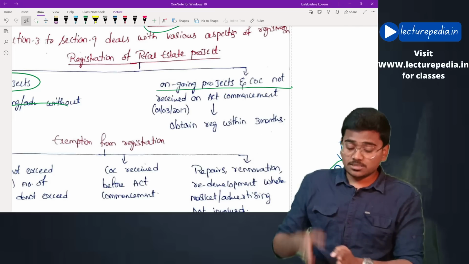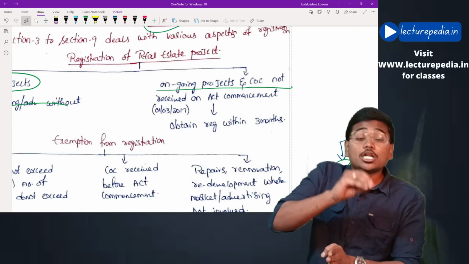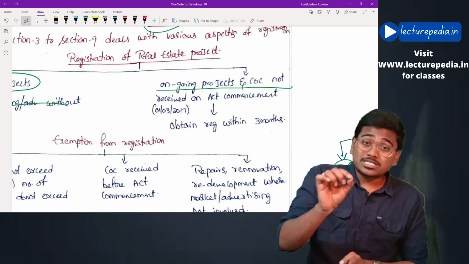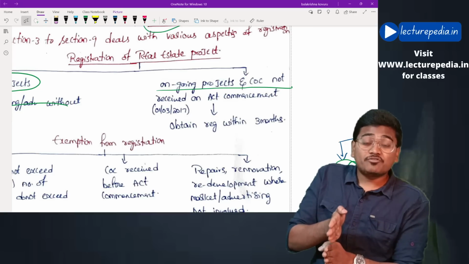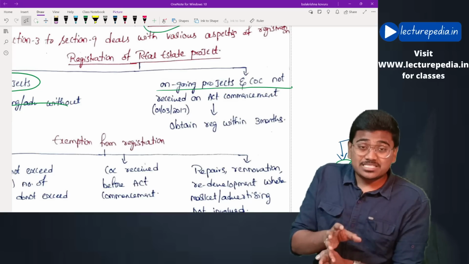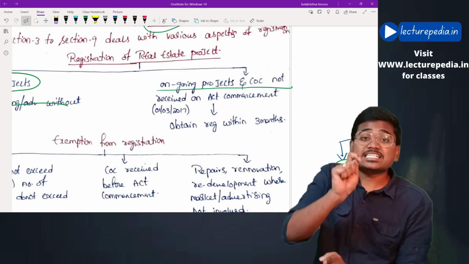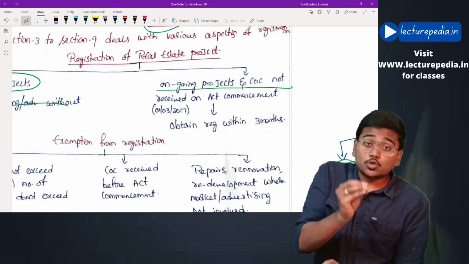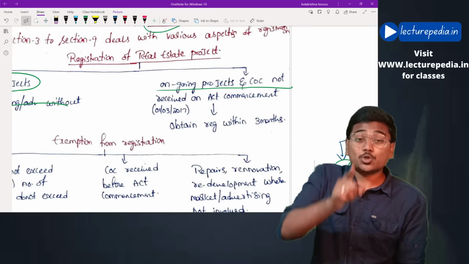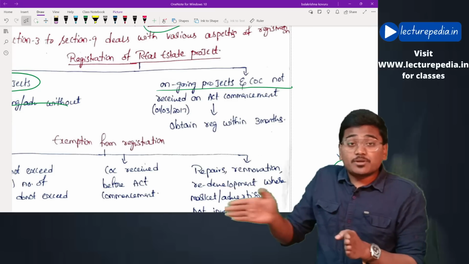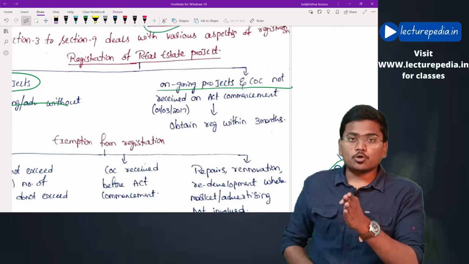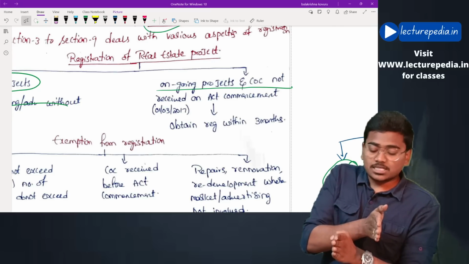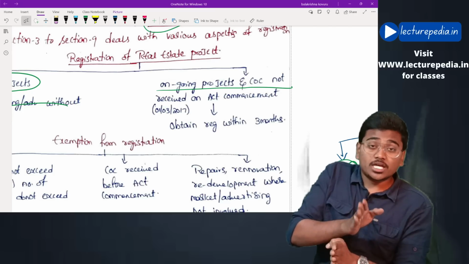What about the projects which are constructed or which are ongoing before 1st March 2017? Now for the projects which are ongoing as on 1st March 2017 and for which still a completion certificate has not been obtained by the promoter, for those types of projects you need to obtain registration within 3 months from the commencement of the act. Hope this is clear. Now act has commenced on 1st March 2017. Now before commencement of act, there will be some ongoing projects, not completed projects.